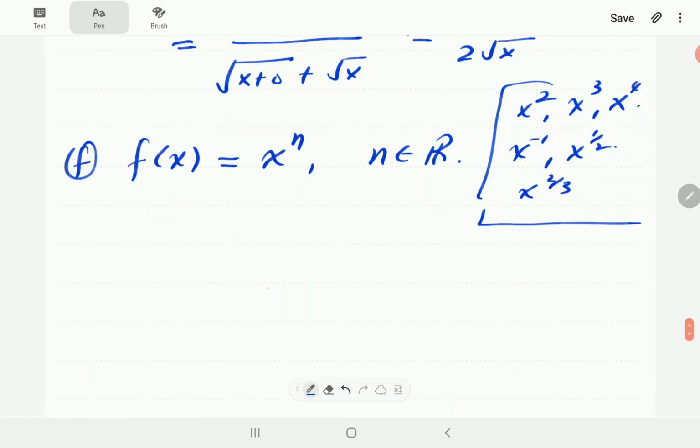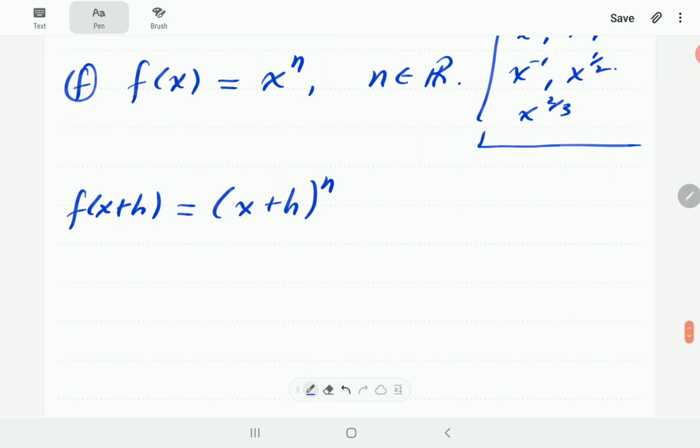This is going to need you to review a bit of your binomial theorem. Okay, so because we've got a binomial here, what we're going to do is just work out the first 3 terms, and then that's going to be good enough.